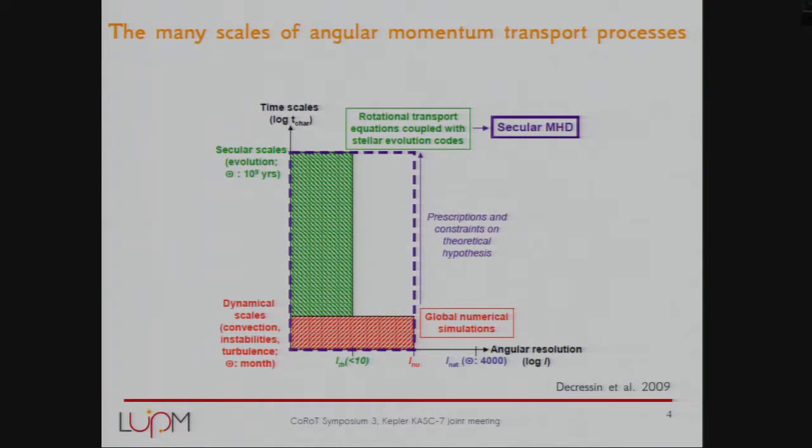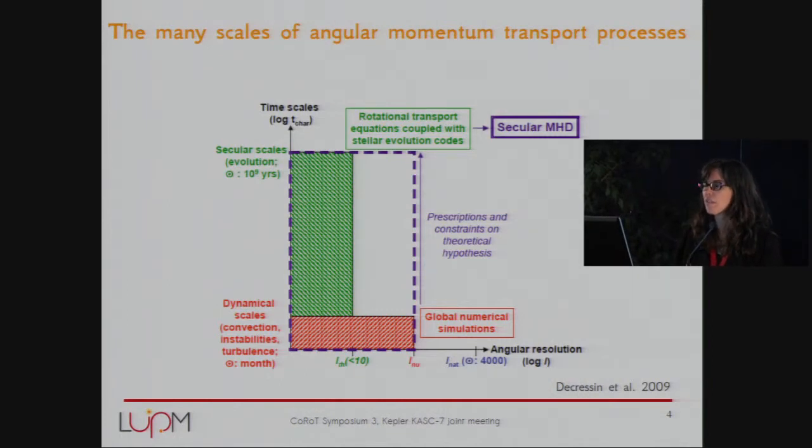Here is a view graph that was published in Decressin 2009, made by Stéphane Mathis, just summarizing a bit for you the different scales of the transport processes, in particular the hydrodynamical transport processes. And you have here on the x-axis the angular resolution, and here the time scales. And what you see is that actually we would like to do everything in a row. That's to say the global evolution of a star over its entire lifetime.